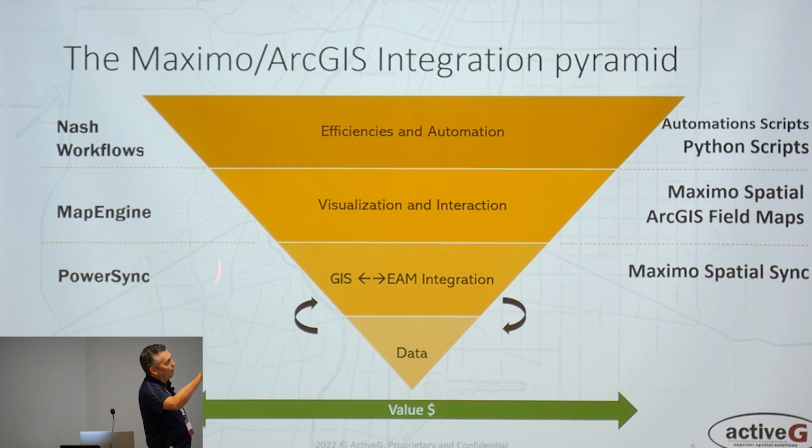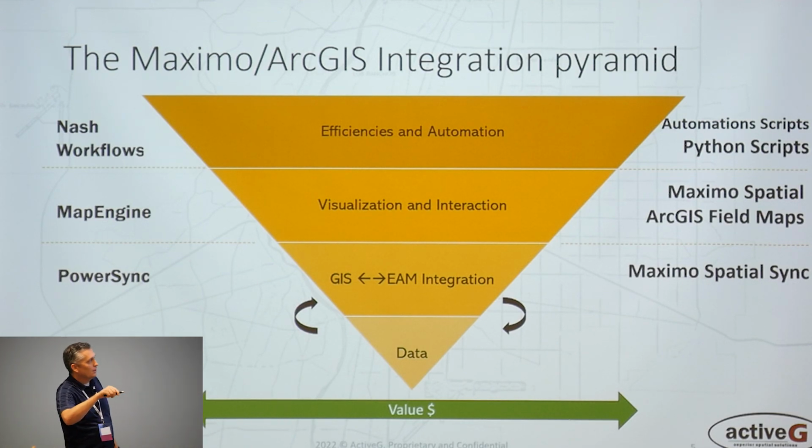As you can see, these are our products here on the left, but there are other ways of doing this. There's Maximo Spatial, a system within Maximo, but we think ours is better, of course. And then at the top, a lot of you are familiar with Python scripts. ArcGIS has a great Python library, and Maximo has an API, so you can do a lot of custom coding, which again is time-consuming and maintaining it is hard. So that's one reason we built these Nash workflows, which we'll get into.